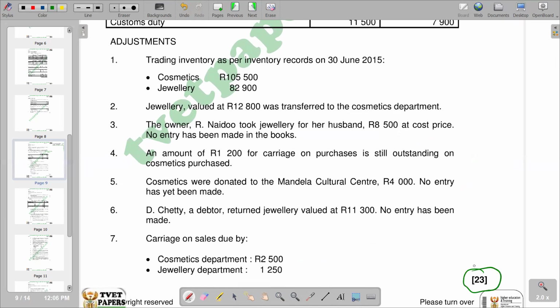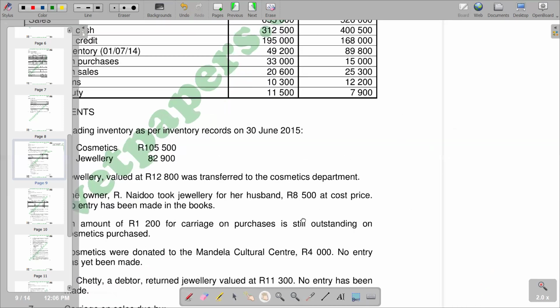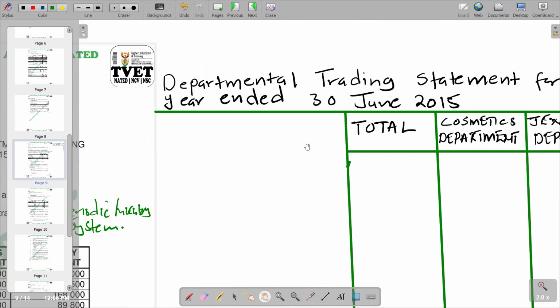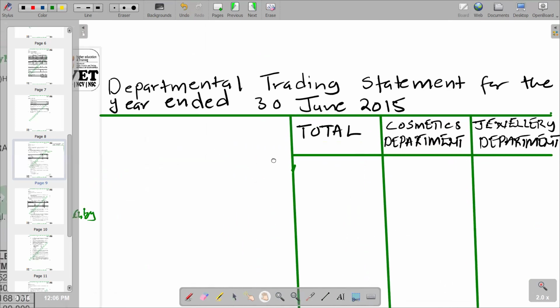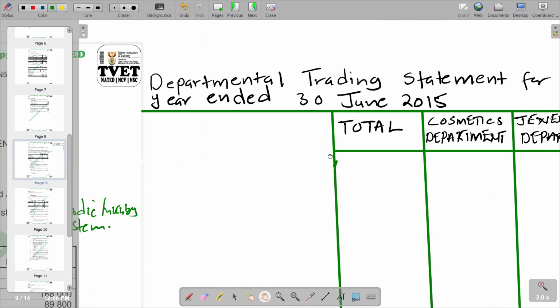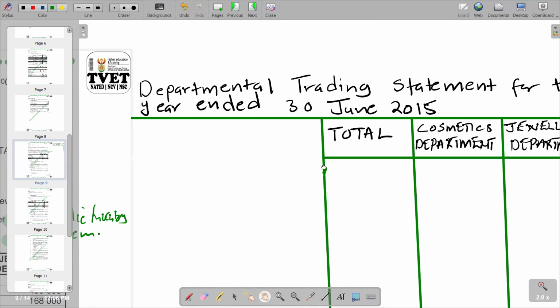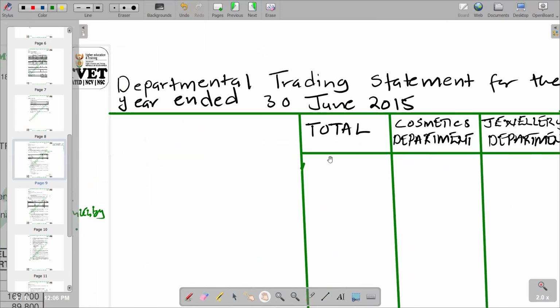Then we go to our answer section and see what we have. That's where we're going to have our departmental trading statement for the year ended 30 June 2015. We've got a column for the total, whereby we are going to add the totals of the two departments, that is cosmetics and jewelry. The total column is the first column there. Remember, this is a trading account, so the first item that we are going to enter is going to be the sales.